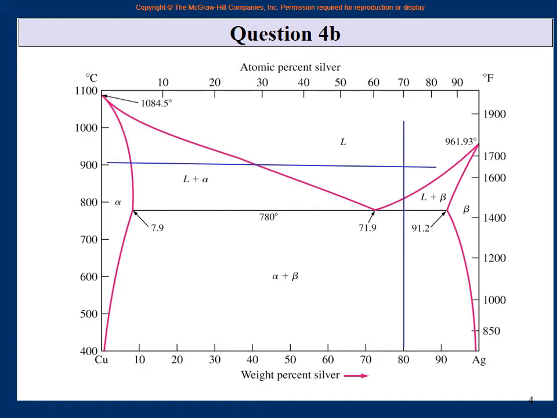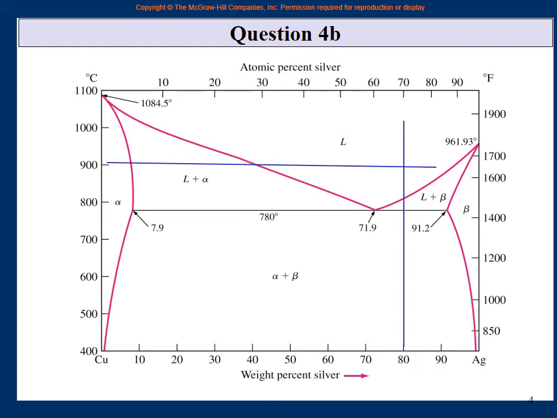So I am recapping, right? Part A, at 80% silver, at 900 Celsius, draw the vertical line, draw the horizontal line, find where the point is, and then answer the 4 questions. What are the phases present? What are the compositions of the phases? What are the mass fractions of the phases? What is the sketch?